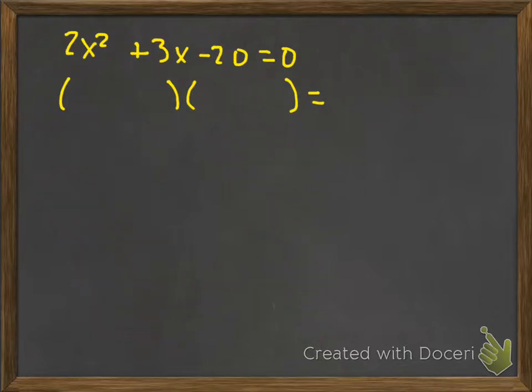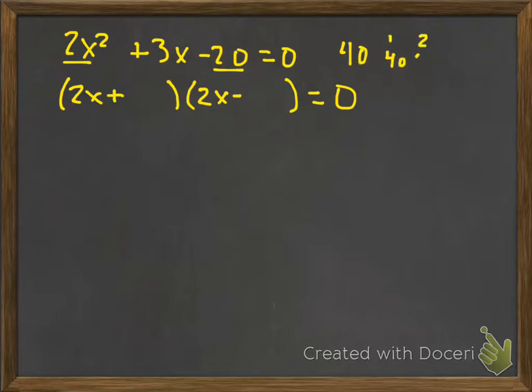Okay, so here I've got 2x squared plus 3x minus 20. Okay, so again, I'm going to put 2x in front of both parentheses. Plus minus is plus minus. Then I'm going to figure out my factors of 40, because 2 times 20 is 40. So 1 and 40, 2 and 20, 4, because 3 doesn't work, 4 and 10, 5 and 8, and then 6 and 7 don't work, and I'm done.